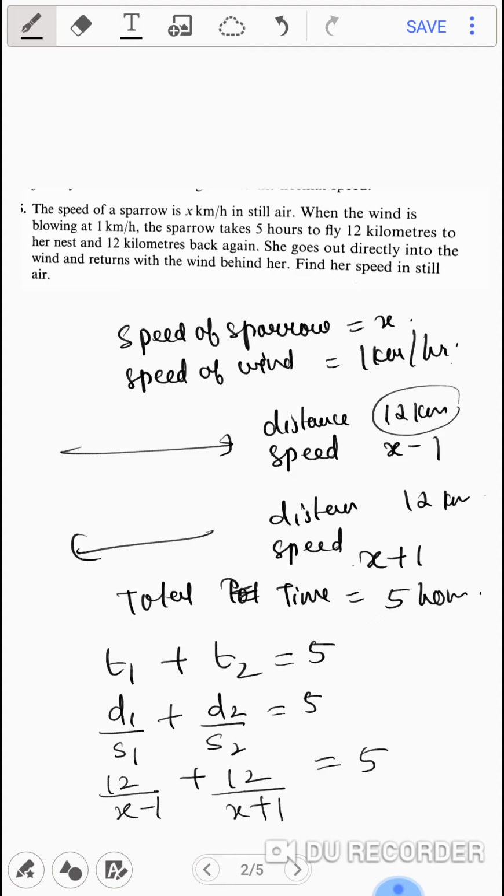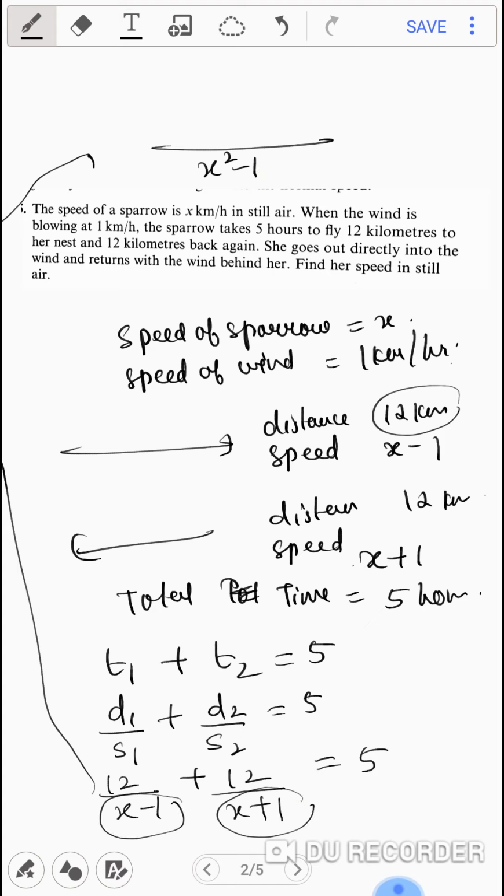My dear kids, of course you have to take the LCM, and the LCM will be x square minus 1. Why? Because x minus 1 and x plus 1 becomes x square minus 1, and this will go here and this will go here, and that will be 12 bracket x plus 1 plus 12 bracket x minus 1 is equal to 5. Once you open up the bracket, my dear kids, you will get a nice quadratic equation. From that quadratic equation, find the value of a, b, c, put into the formula minus b plus minus under root b square minus 4ac upon 2a. In that formula, once you put the value of a, b, c, you will surely get two values of x. Take the positive value of x and that will be your final answer.